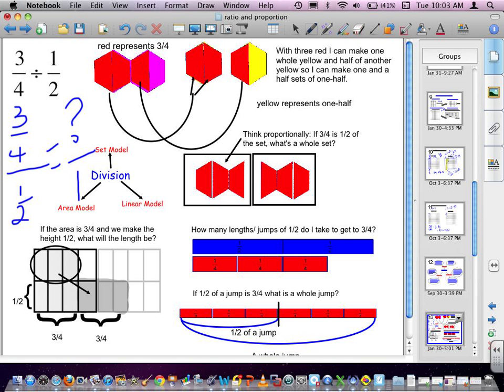So if 3/4 is half of a set, what's the whole set? 1.5. Or what's another way to say it? How many quarters do we have? 6 quarters, or 1 whole and a half. So you get the same answer. And what did we do there to make that equivalent fraction? What do I multiply a half by to get 1? 2. So what do I need to multiply the 3/4 by? 2. Oh, so it's almost like I multiplied by the reciprocal and got the answer. Oh, no, wait, that's exactly what I did.